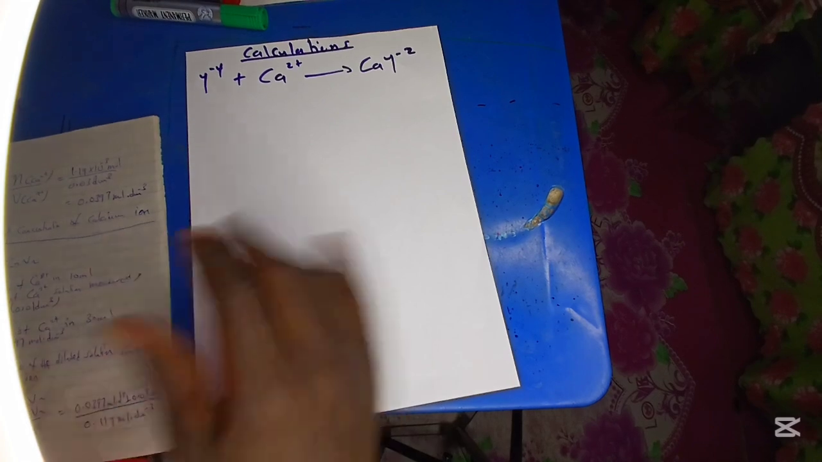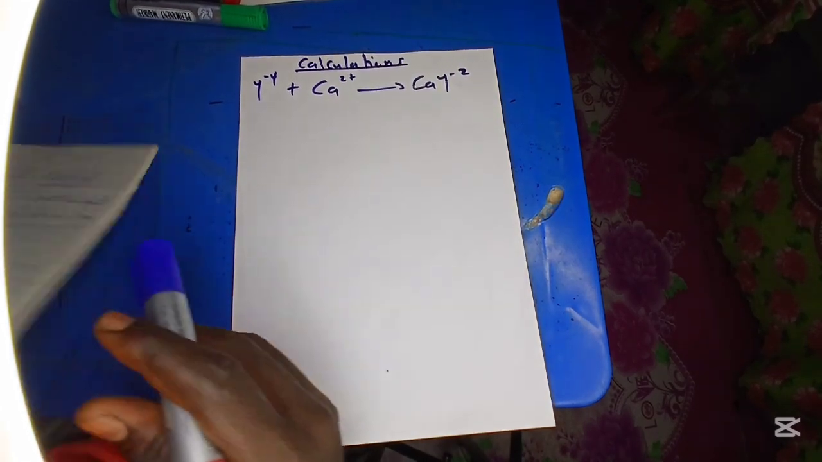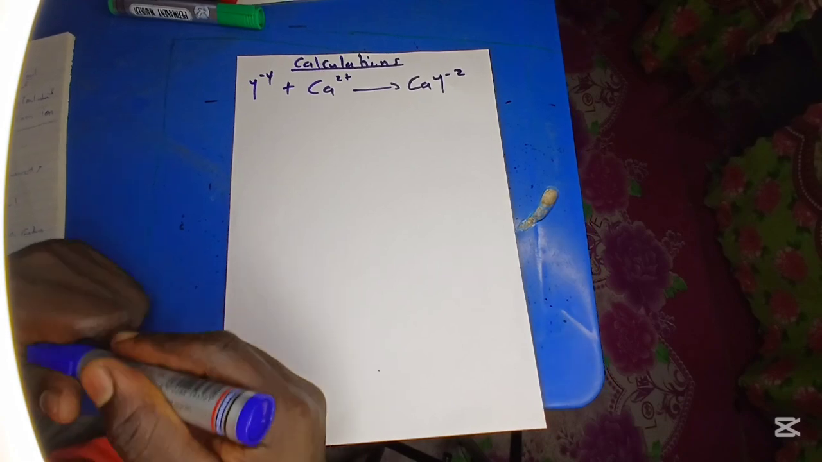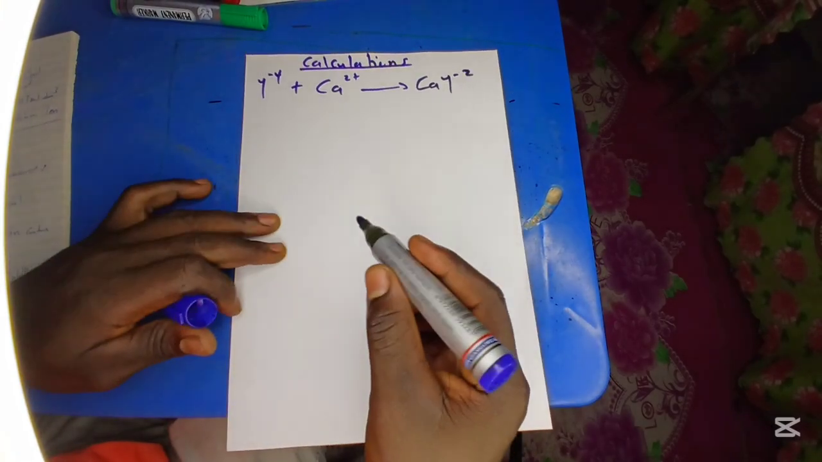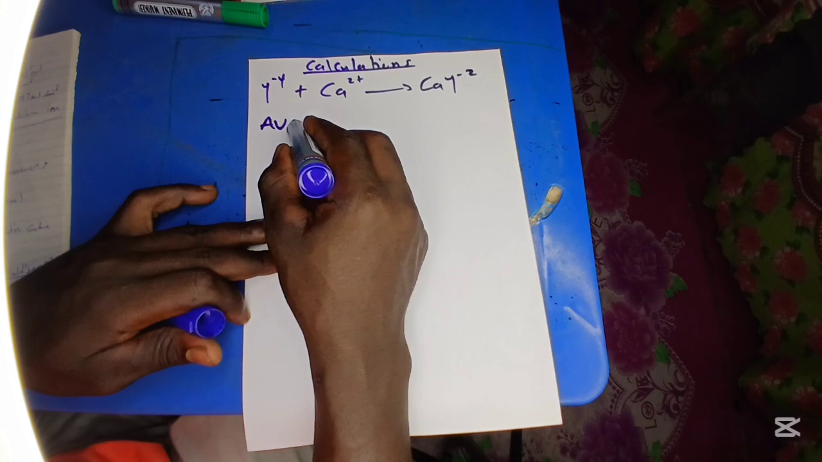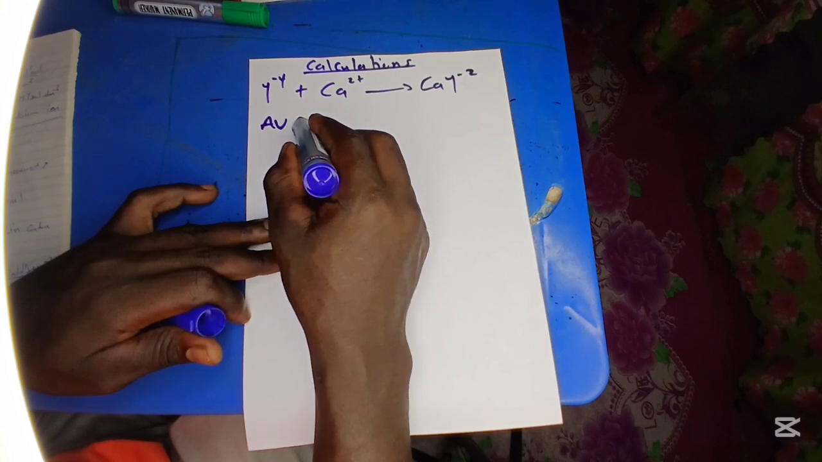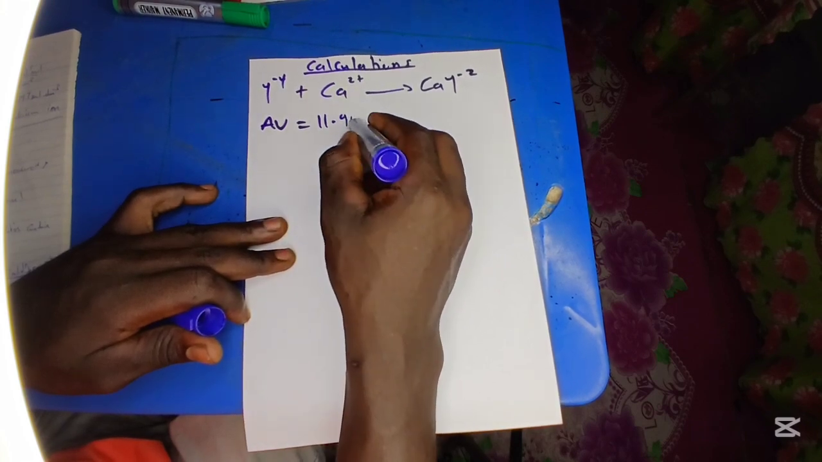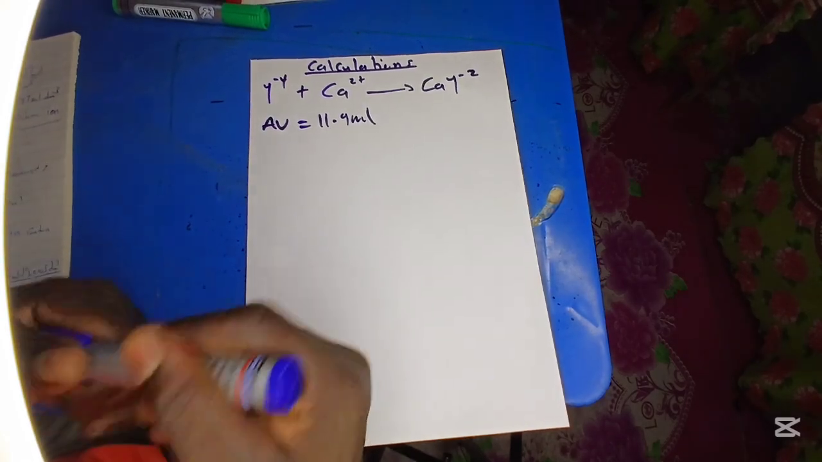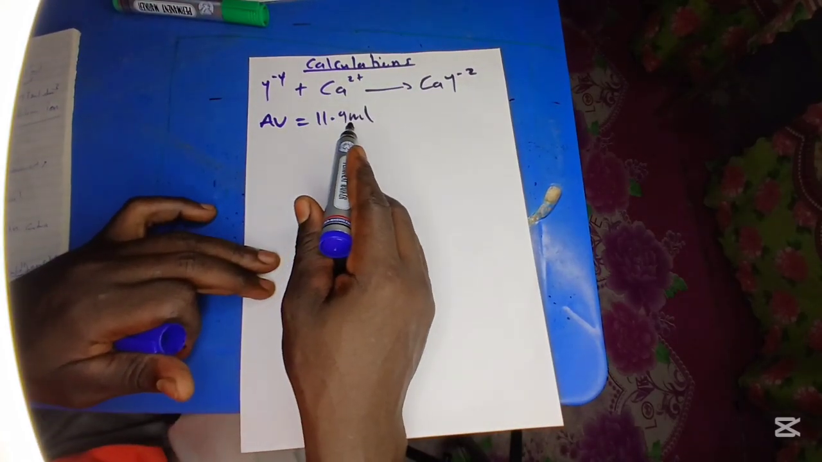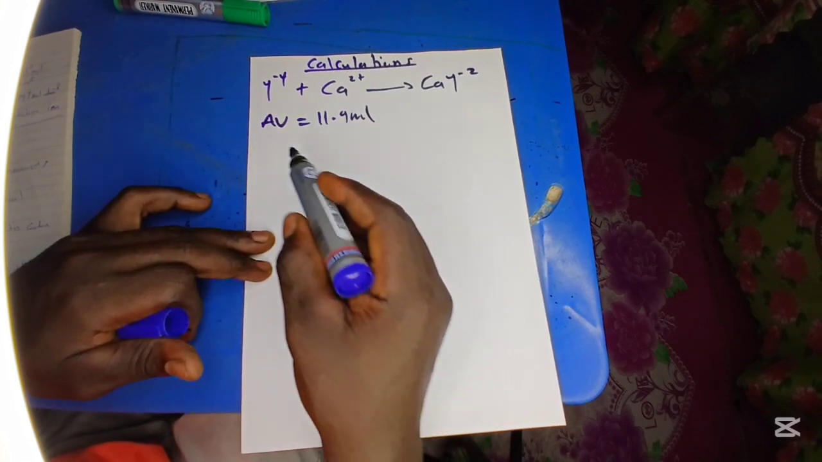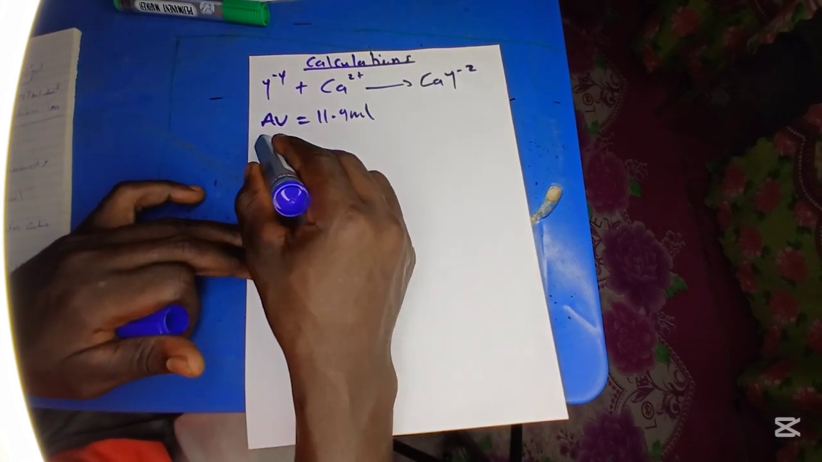So we are done with the procedures. Let's look at the calculation aspect of the experiment. Assuming after our titration, we got our average titer to be 11.9 ml. So this average titer is the volume of EDTA that reacted with the metal ion to form the complex. So this is the volume of EDTA.